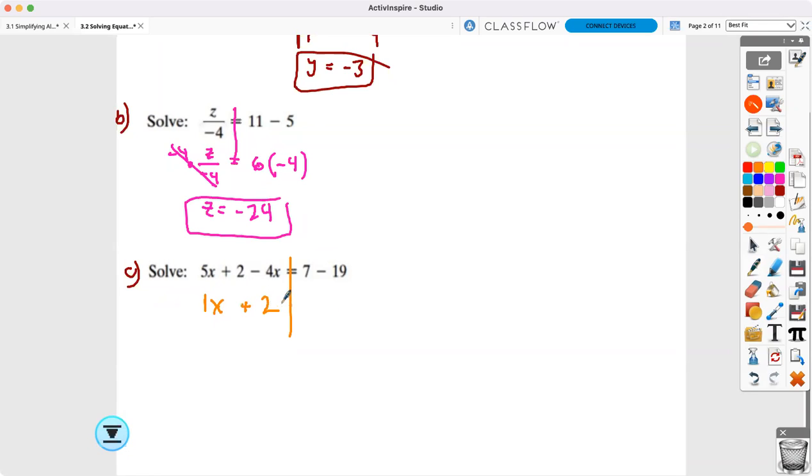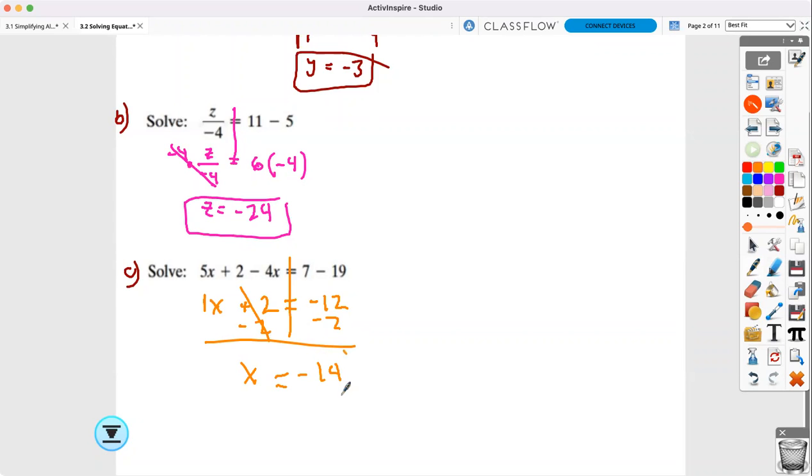Bring down the +2. Now, what can we combine on the right? You can. We have $7. We spend 19 at the store. How much do we owe? You owe -12. Now we get x by itself. So how do I move a +2 to the other side? Subtracting 2. So we have x equals, you owe 12, but spend 2 more. So now you owe the bank how much? -14. And we're done.